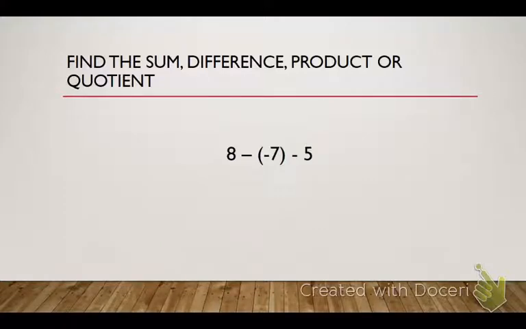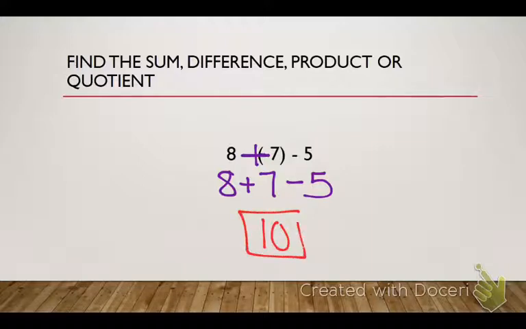All right, now try this one. Let's see who can get this one right. It's a little tricky. So here it is. 8 plus 7 minus 5. Got to change that double negative to a positive. 8 plus 7 is 15 minus 5 is positive 10. If you have $15 but you spend 5, you still have $10 left.